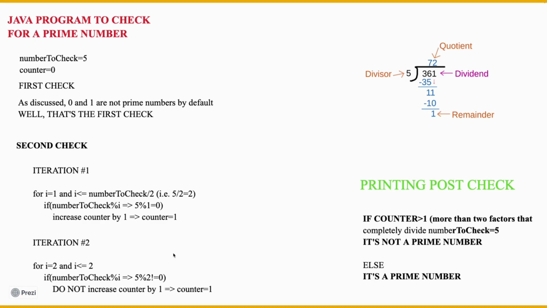It's done, because if we go to for I equals to 3, 3 is not less than equals to 2, so the loop breaks, right? Now this is done. Now we have to print the result depending upon what we got, right? So it says, if the counter value, which is the variable that we took, is greater than 1, which is if it has more than two factors, as I told you, if a number has factors other than 1 and itself, it's not a prime number, right? So it says if counter is greater than 1, then it's not a prime number, else it's a prime number.